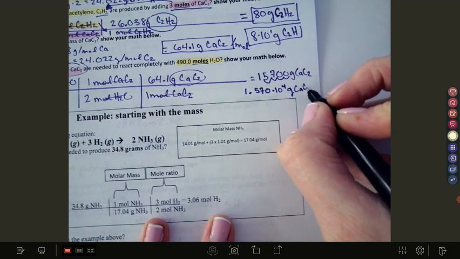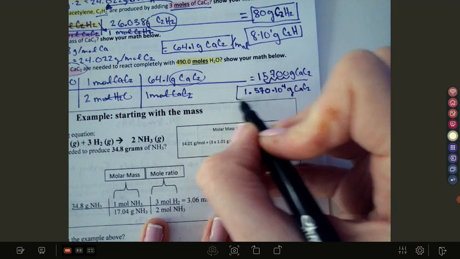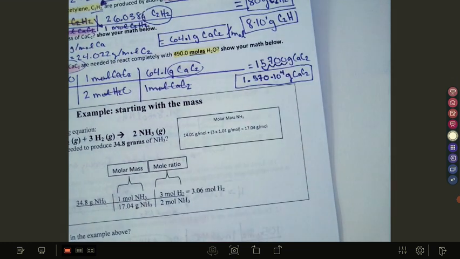Calcium carbide. Moles of CO2. How'd that one go? Did we do it?